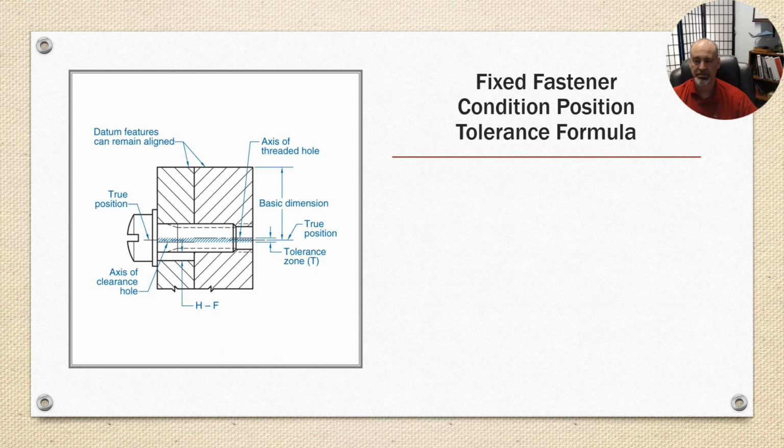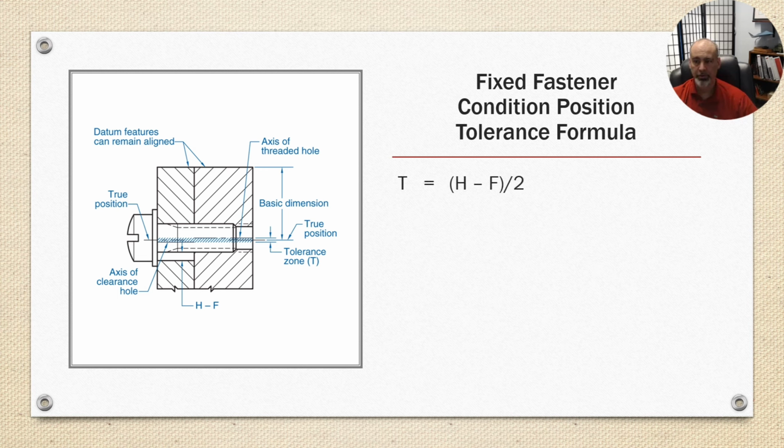Okay, so here's an example. We've got a clearance hole with a part being screwed into another part. So the fixed part of this assembly is that threaded hole in the one part. It isn't moving, it's fixed, unlike a bolt and nut washer setup.